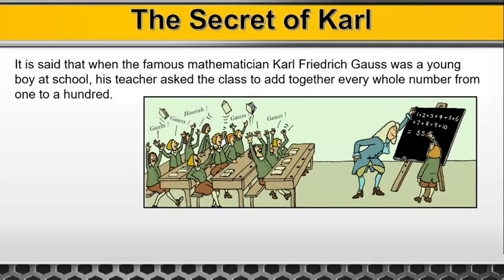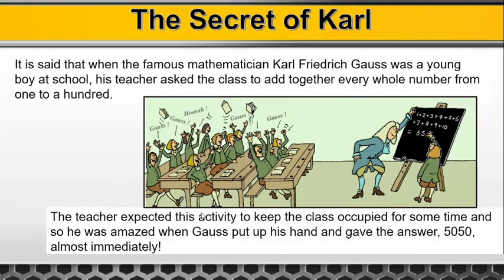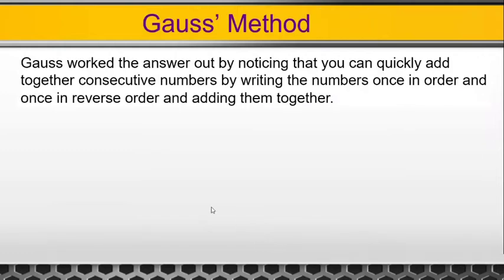It is said that when the famous mathematician Carl Friedrich Gauss was a young boy at school, his teacher asked the class to add together every whole number from 1 to 100. The teacher expected this activity to keep the class occupied for some time, and so he was amazed when Gauss put up his hand and gave the answer 5050 almost immediately. Now, what is actually the secret of Carl Friedrich Gauss?